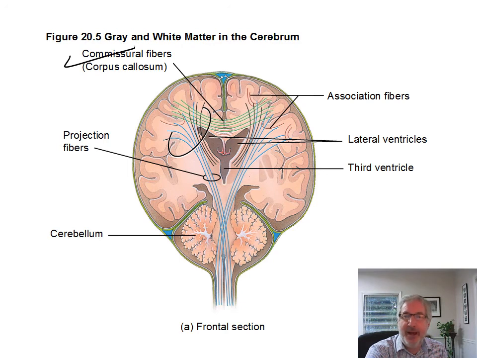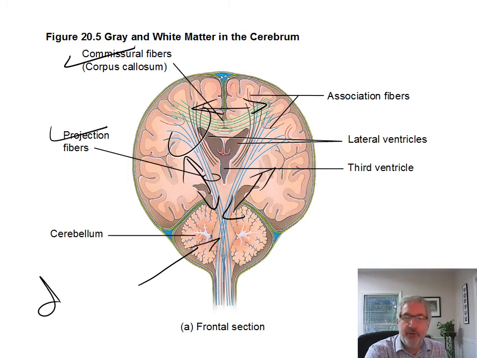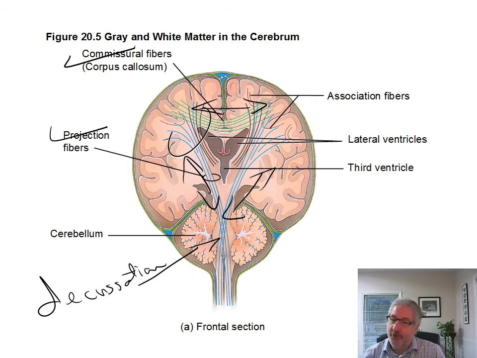Next slide. Here's a diagram showing the commissural fibers in the corpus callosum here. As you can see, they go back and forth. They go side to side. Projection fibers, those are going up and down on both sides. And you also notice this decussation here. So were they crossing over? They decussate there. So those fibers, the projection fibers, cross over. Remember that I showed you the decussation in the medulla oblongata.